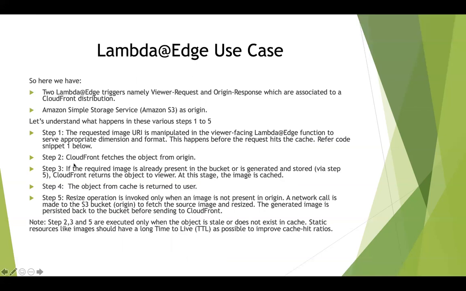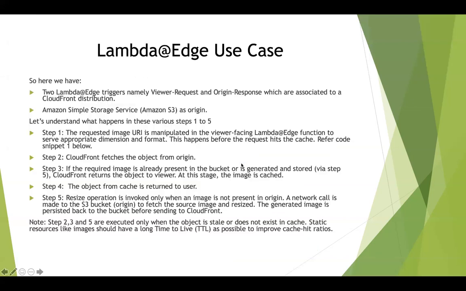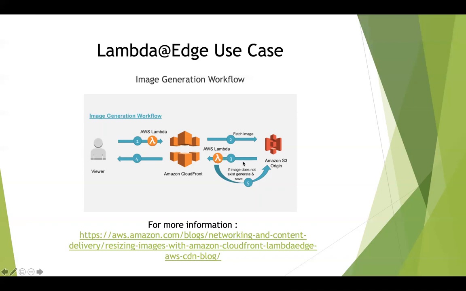And at step three, what happens is, if the required image is already present in the bucket, or is generated and stored, CloudFront returns the direct object to the viewer. So if you have already manipulated that object, and if you have already cached that object in the CloudFront distribution for that particular dimension that you are accessing it from, CloudFront is automatically going to send it back to the viewer through step 4.